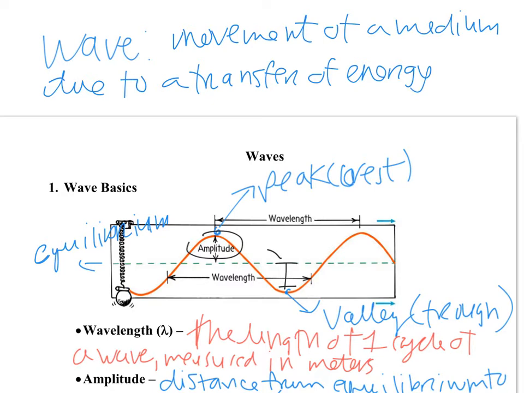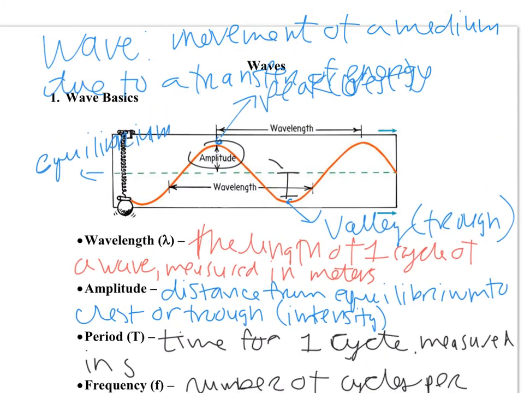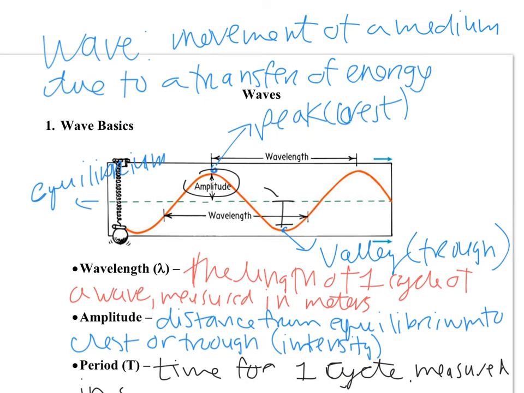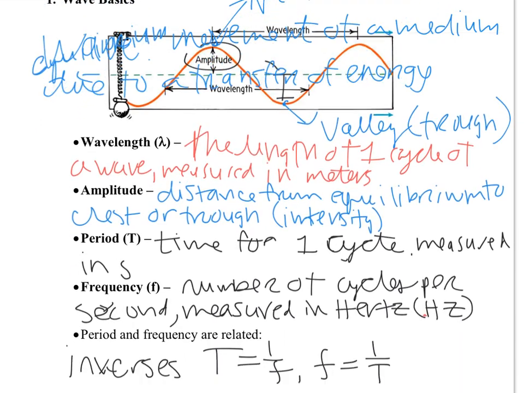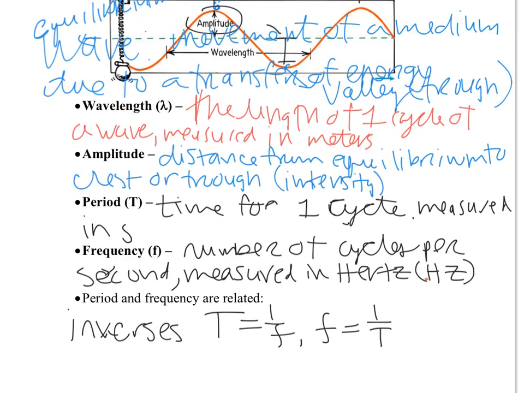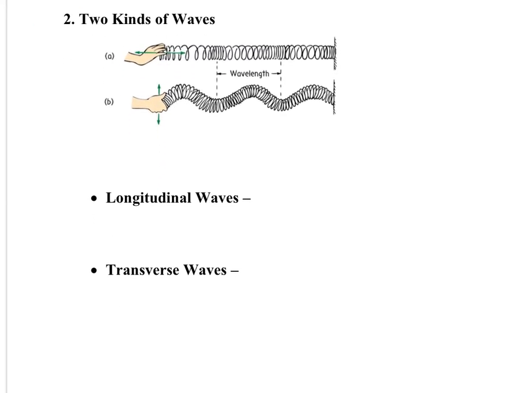Okay, so we've got what a wave looks like, what a wave is. We've got the parts of a wave: peak, crest, the valley or the trough, the amplitude, what a wavelength is and what the equilibrium is. And then we look at properties of waves such as period and frequency. So now let's look a little bit further at the two different kinds of waves we can see. The first type of wave are longitudinal waves, and the longitudinal waves are these ones.